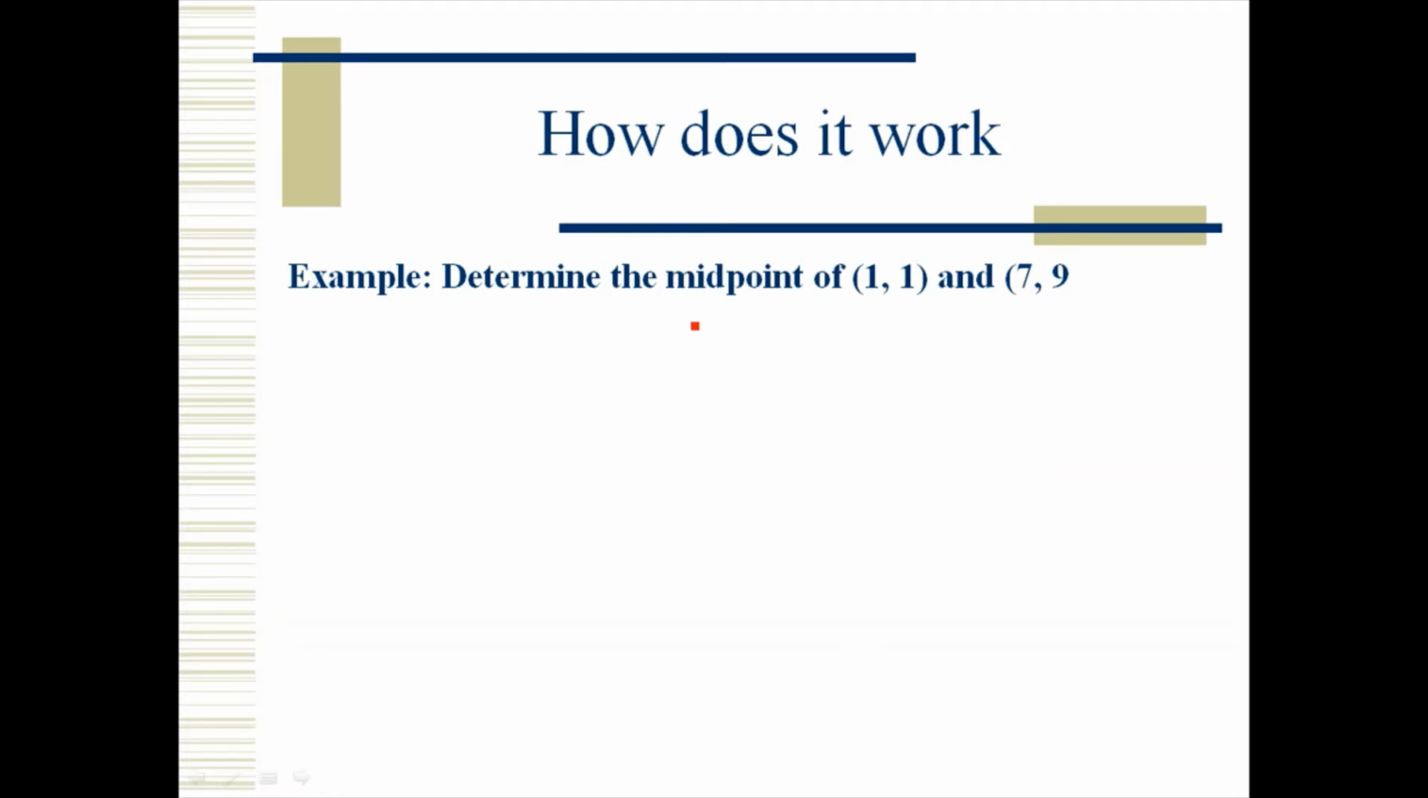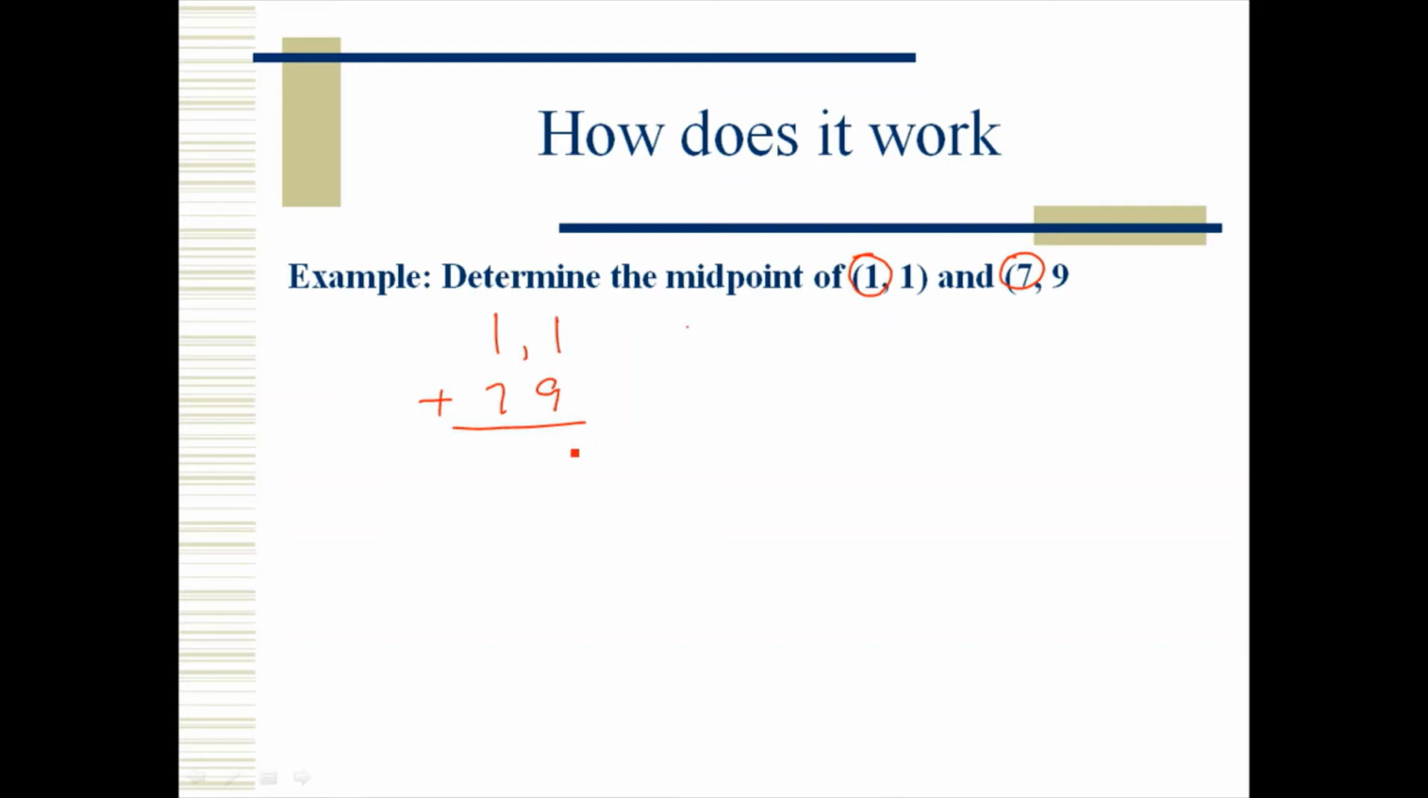In this example, we have: determine the midpoint between (1, 1) and (7, 9). The first thing we need to do is find our x's. In this case, our x's are always our first one. I like to make this really easy, so I like to just line my ordered pairs up, and then I just simply add them up.